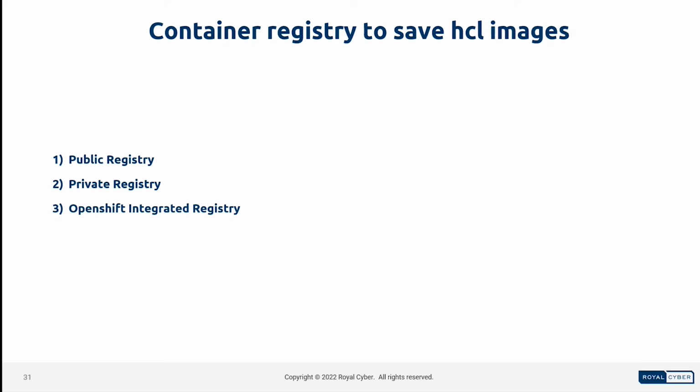Container registry to save the HCL images, that would be the important part when we deploy the HCL Commerce over OpenShift. To push and pull the HCL version 9 images, we have a container registry, and it can be any public or private that we may use, or either we can use the OpenShift internal registry to push the images.